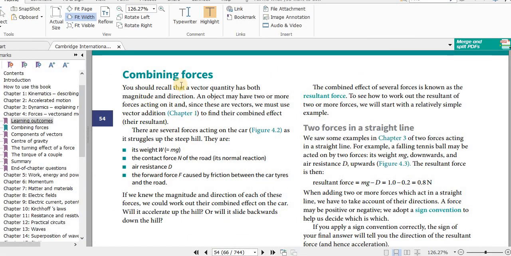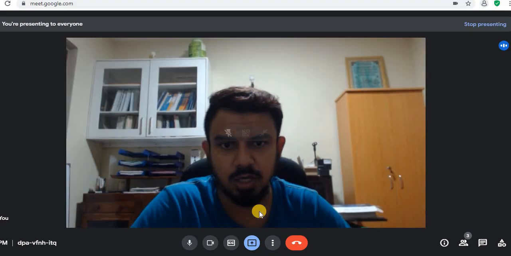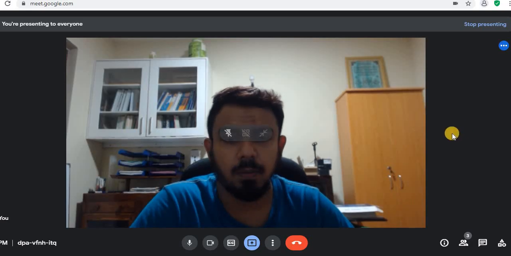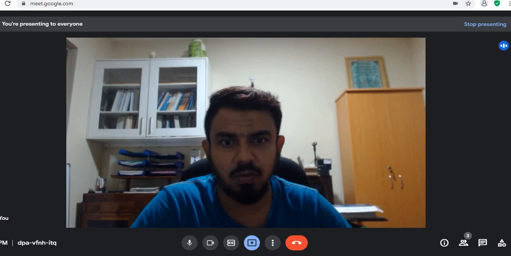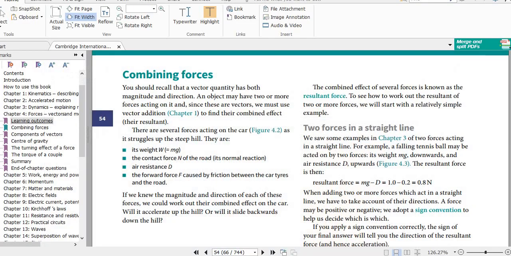Now, from the name itself you can understand what we mean by combining forces. So it's like adding forces. You should recall that a vector quantity has both magnitude and direction. We learned about vector quantities and scalar quantities. Vector quantities have both a magnitude and a direction. Scalar quantities, whereas, have only a magnitude.